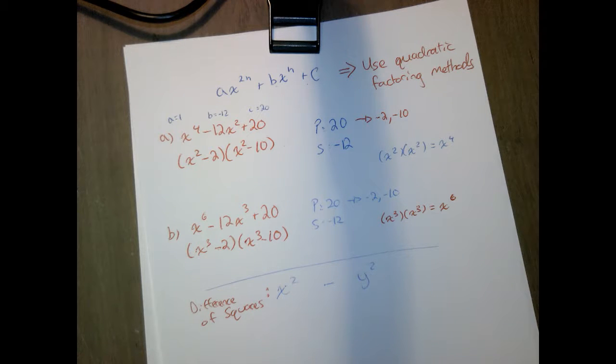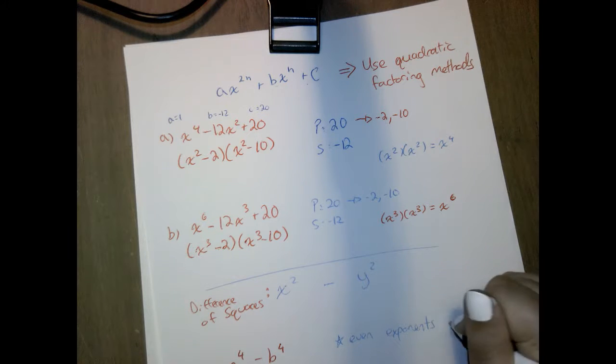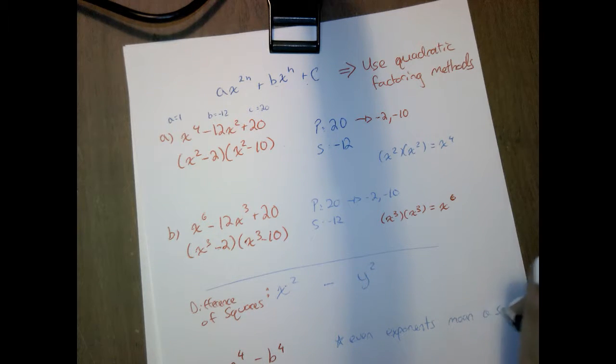But it doesn't always look obvious like a difference of squares. So let's first look at something that isn't necessarily a square. So let's look at an example of a to the 4 minus b to the 4. If you remember in our last lesson, whenever we have even exponents, that can mean a square, right? So a to the 4, well, the square root of a to the 4 is a squared. And the square root of b to the 4 is b squared.